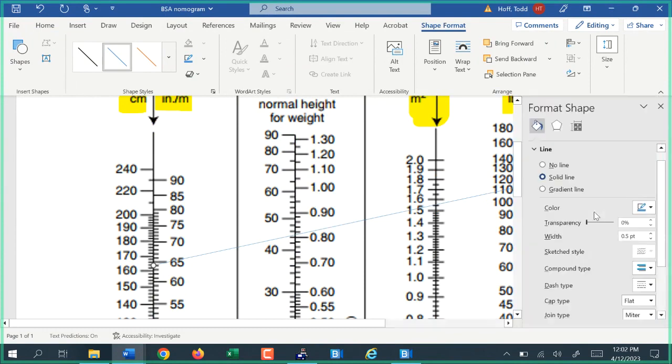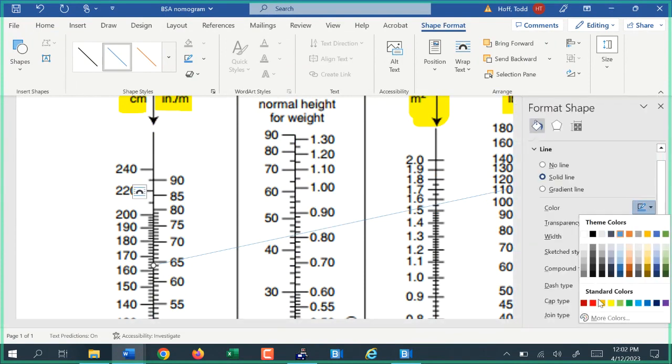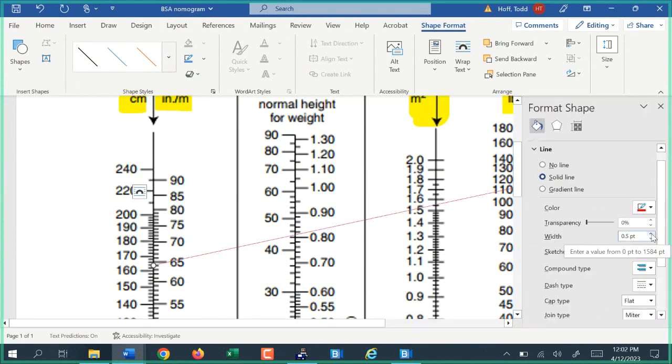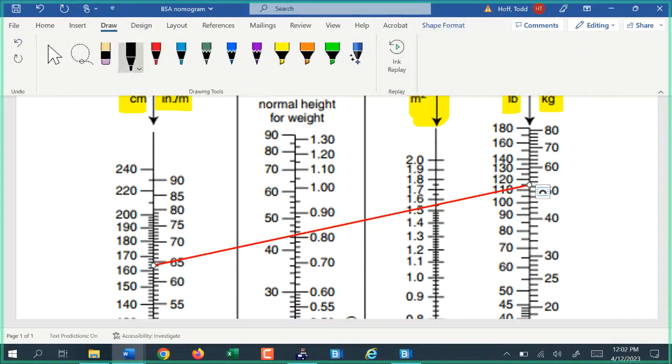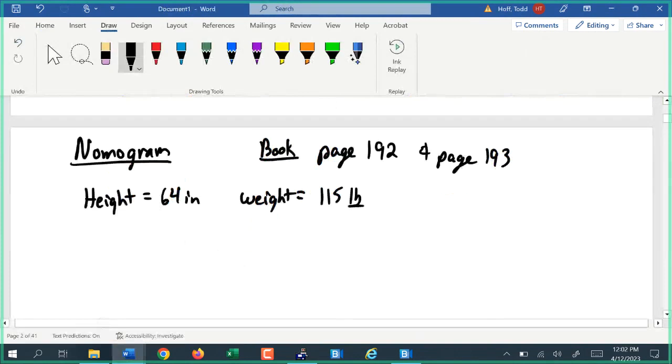First thing I'm going to do is change the color so it's red, sticks out a little bit more, and we'll make it a little bit thicker so we can see it better. There we go. We don't want to make it too thick, otherwise it covers up too much of the graph. So now we can see here that line goes through exactly this spot between 1.5 and 1.6. So that would be 1.55 meters squared. Let's jump back over here. So the nomogram gave us 1.55 square meters.